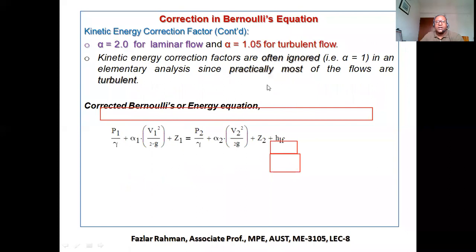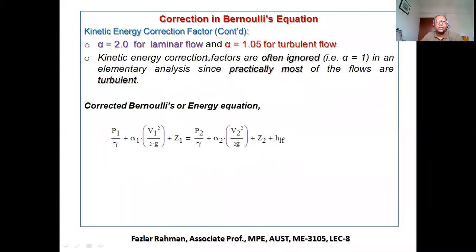Now, how can we implement that correction factor in Bernoulli's equation? You see, we have P by rho g, right over here, V1 square by 2g, and we apply alpha 1. Similarly, at point 2, alpha 2.